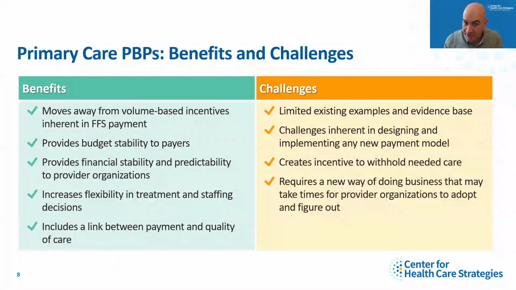So there are some benefits to pursuing a primary care population-based payment, and there are also some challenges. I'll go just at a very high level here, and we'll get into some of the details in the decision-making process shortly. But some of the benefits I wanted to highlight are it moves away from the volume-based incentives inherent in fee-for-service. If you know the Health Care Payment Learning and Action Network framework, it is all the way to the right. It's the most advanced model. It is where you want to go for value-based payment in terms of moving away from fee-for-service.